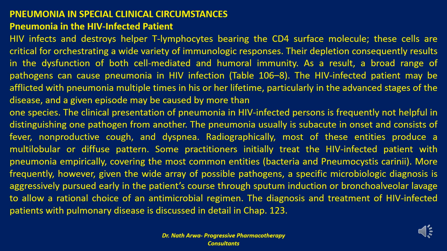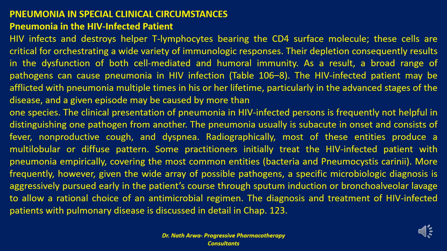HIV infects and destroys helper T lymphocytes bearing the CD4 surface molecule. These cells are critical for orchestrating a wide variety of immunologic responses. Their depletion consequently results in the dysfunction of both cell-mediated and humoral immunity. As a result, a broad range of pathogens can cause pneumonia in HIV infection, as shown in Table 106.8.